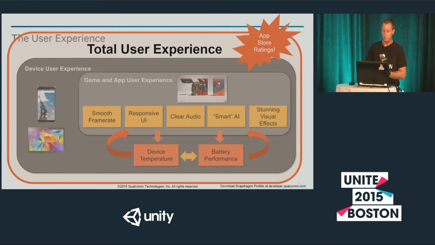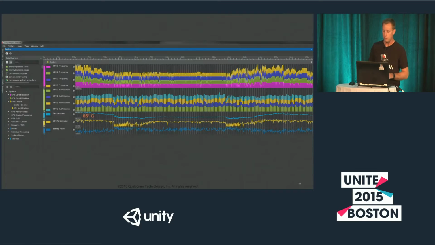If your app is killing the device or increasing the temperature, you're going to end up getting worse reviews over time. So to give you an example of this, a real-world example, a screenshot from the Snapdragon Profiler, the RealTime. And this application had been running, I think, for 5 minutes. And the temperature of the device had jumped up to 65 degrees Celsius. It was pretty hot.